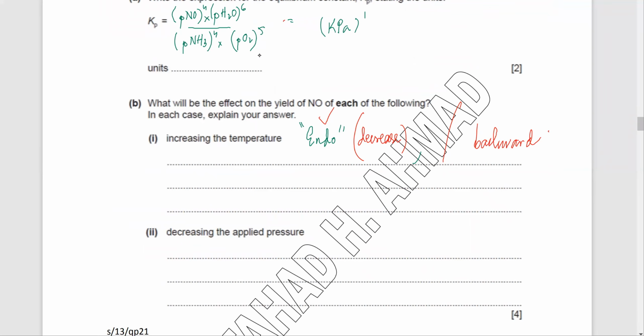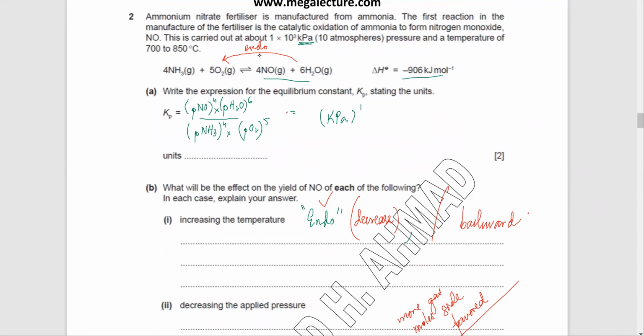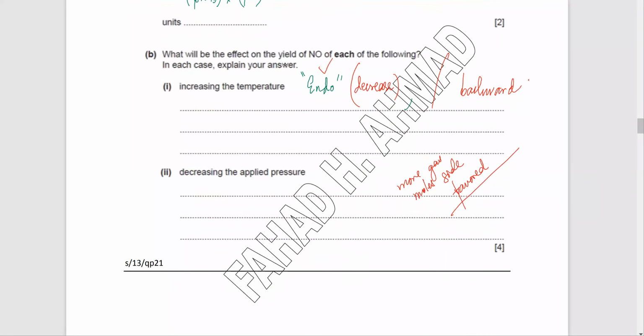And if you decrease pressure, what happens? More gas would be produced. The side with more gas moles is favored. In this case, which side has more gas moles? Again, it's the forward. Forward has more gas. So if you decrease applied pressure, more forward reaction would happen. Hence, more NO is going to be produced.